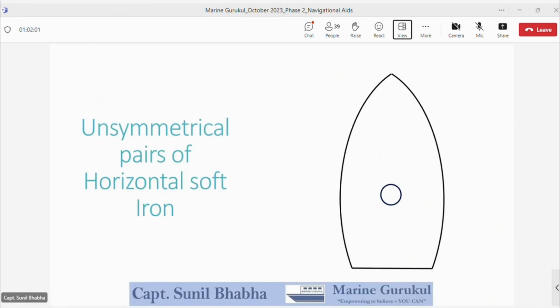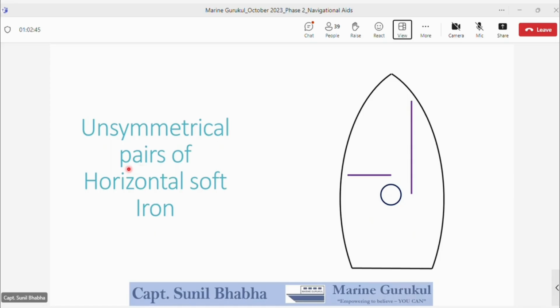Let me now show you the kind of structures which may generate coefficient A on a particular ship. Now we have seen that coefficient A is generated because of unsymmetrical pairs of horizontal soft iron. Now horizontal soft iron, HSI, can be present in two orientations. We can have a fore and aft horizontal soft iron, something like this one. This is horizontal soft iron in the fore and aft direction, and we can also have horizontal soft iron in the athwartship orientation. You now see another horizontal soft iron which has an athwartship orientation.